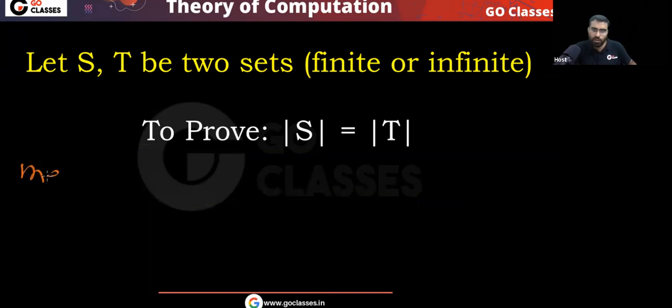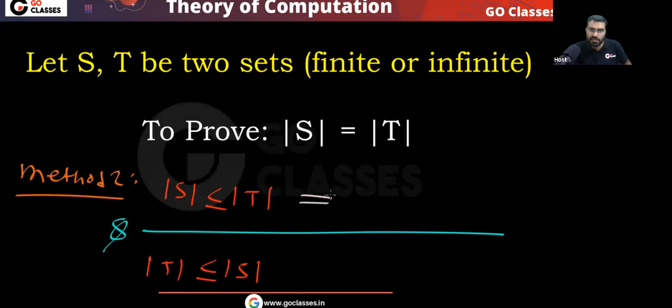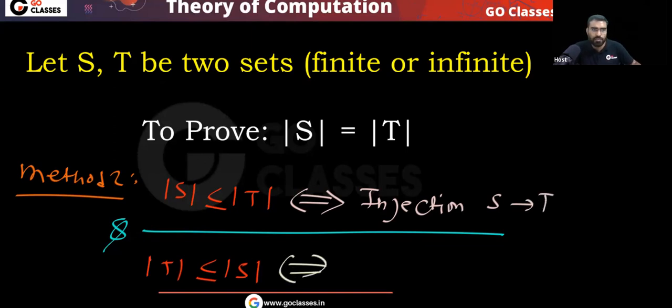Or what is another method? Method number two. If you want to prove this, you can do it separately. You can prove that this cardinality is less than or equal to this cardinality, and that this cardinality is less than or equal to this one. To prove the first, you will create an injection from S to T.